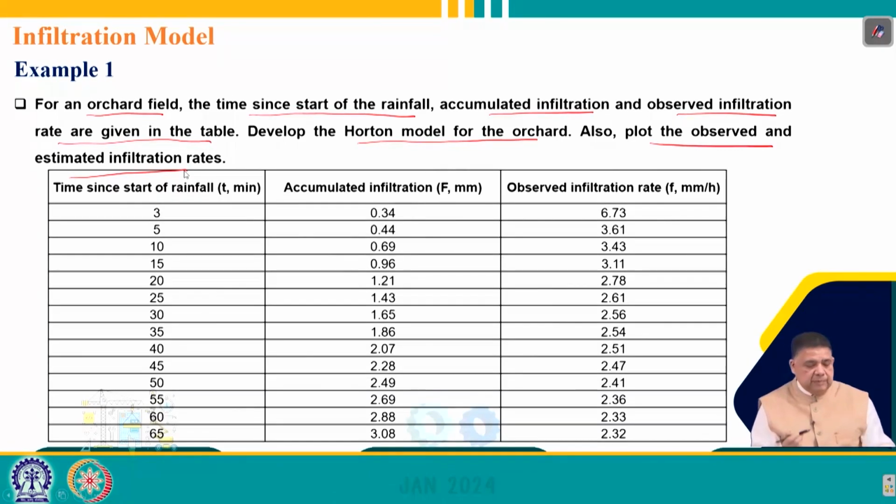This is the experimental data given to us, that is time since the start of the rainfall, starting from 3 minutes to 65 minutes, and we have accumulated infiltration value in millimeters, 0.34 to 3.08, and we have observed infiltration rate in millimeter per hour. Initially it is very high at 6.73, and then it becomes 2.32, that is the lowest value.